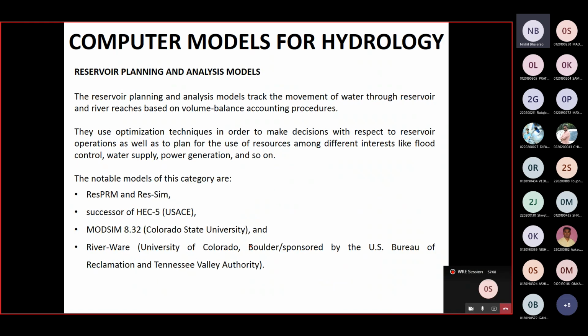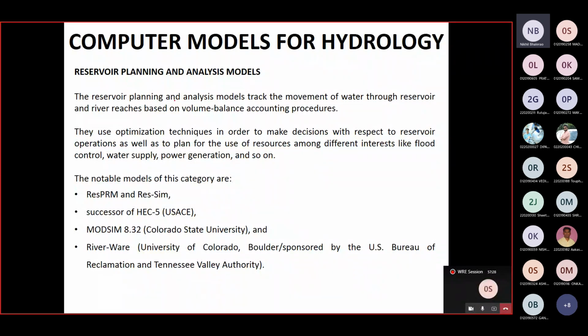Fourth, we are going to discuss the reservoir planning and analysis model. When we talk about the planning of the reservoir, it means that depending on the demand and supply, we are supposed to carry out the planning for that particular reservoir.